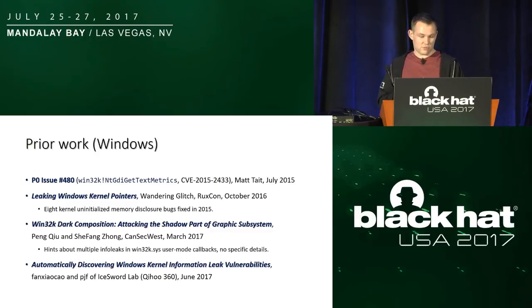We have a presentation from this year from Google, which doesn't really concern this subject, but mentions that there are some leaks in Win32k user mode callbacks. And also we have this work from just last month from two researchers, which also collided with my research and tried to find some infoleak bugs in the Windows kernel automatically.